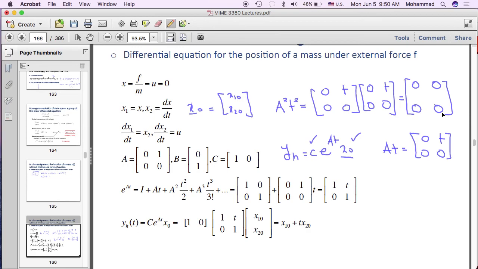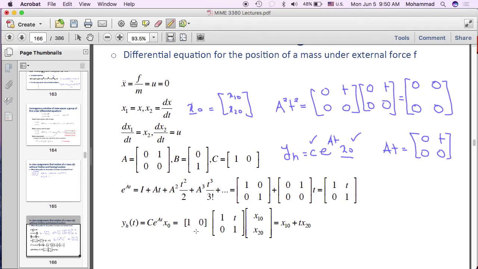Power 3 has to be 0, because power 3 is the matrix multiplied by power 2. So what is power 4 of the matrix? All remains 0, so we stop at the first. We just stop here. So we take the identity matrix and add it to the matrix. The result is [1, t; 0, 1]. So this is what? This is e to power At.